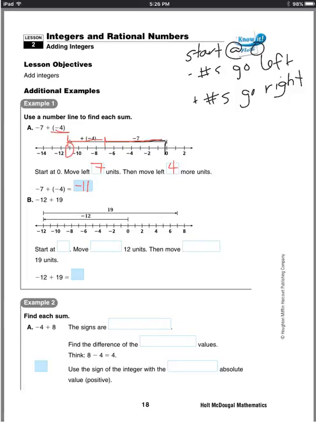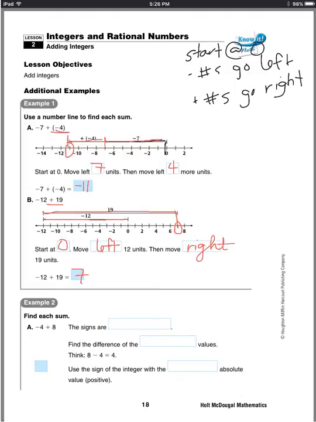Okay? The next problem, we have -12 plus 19. Start at 0 like they did. They go left 12 units because it's negative. And then they have a positive 19, so they go to the right from -12, back 19 units, and they end right there between 6 and 8. So the answer is 7. So we started at 0, we moved left 12 units, and then we moved right 19 units.